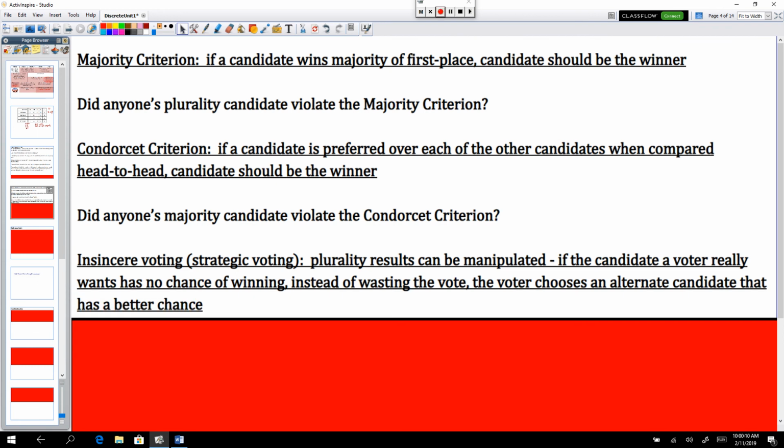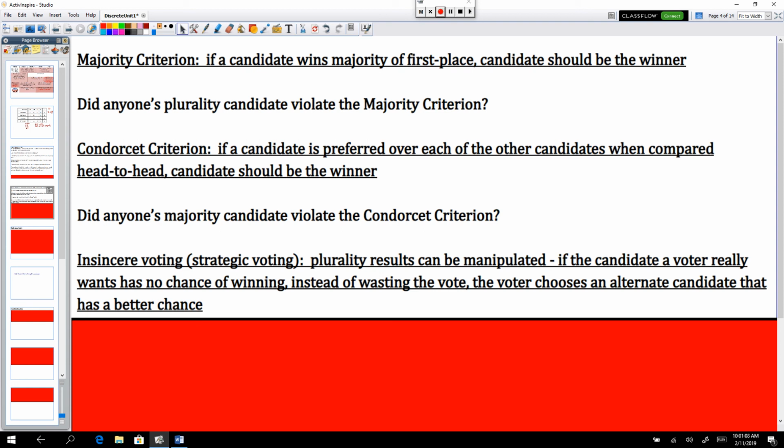Insincere voting, or strategic voting. This is something in which plurality results could be manipulated. So think of this as in United States elections, you might have a Republican Party candidate, a Democratic Party candidate, and maybe the Independent candidate. And if you truly feel like your favorite candidate is the independent candidate, but you don't think they have any chance of winning, and you vote for one of the Republican or Democrat candidates, that's insincere voting. Strategic voting. That's saying, I know my candidate won't win. They have no chance of winning. So I'm going to vote for somebody I think has a better chance, even though that is not my first choice. That's called insincere voting or strategic voting. Instead of wasting their vote, they choose an alternate candidate that has a better chance.